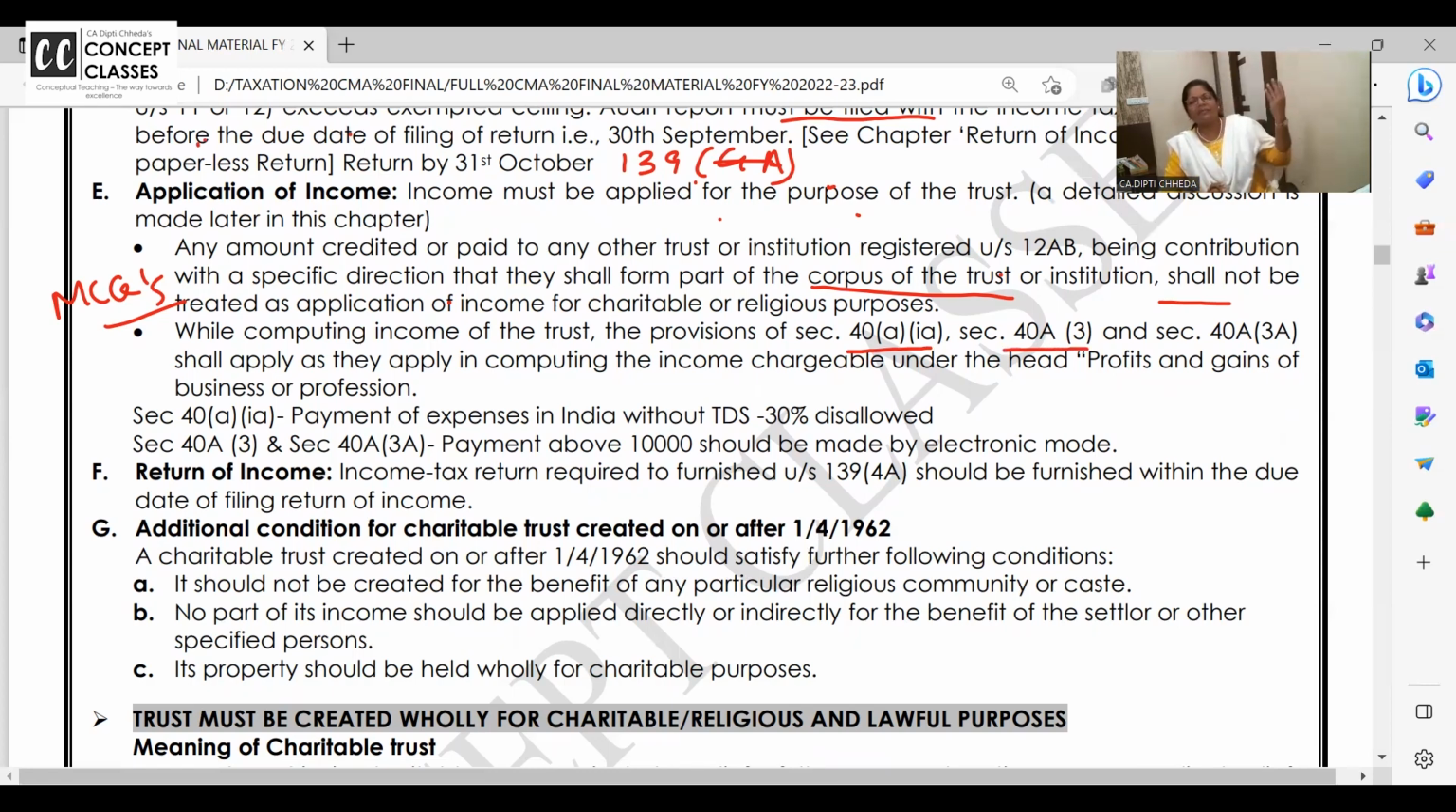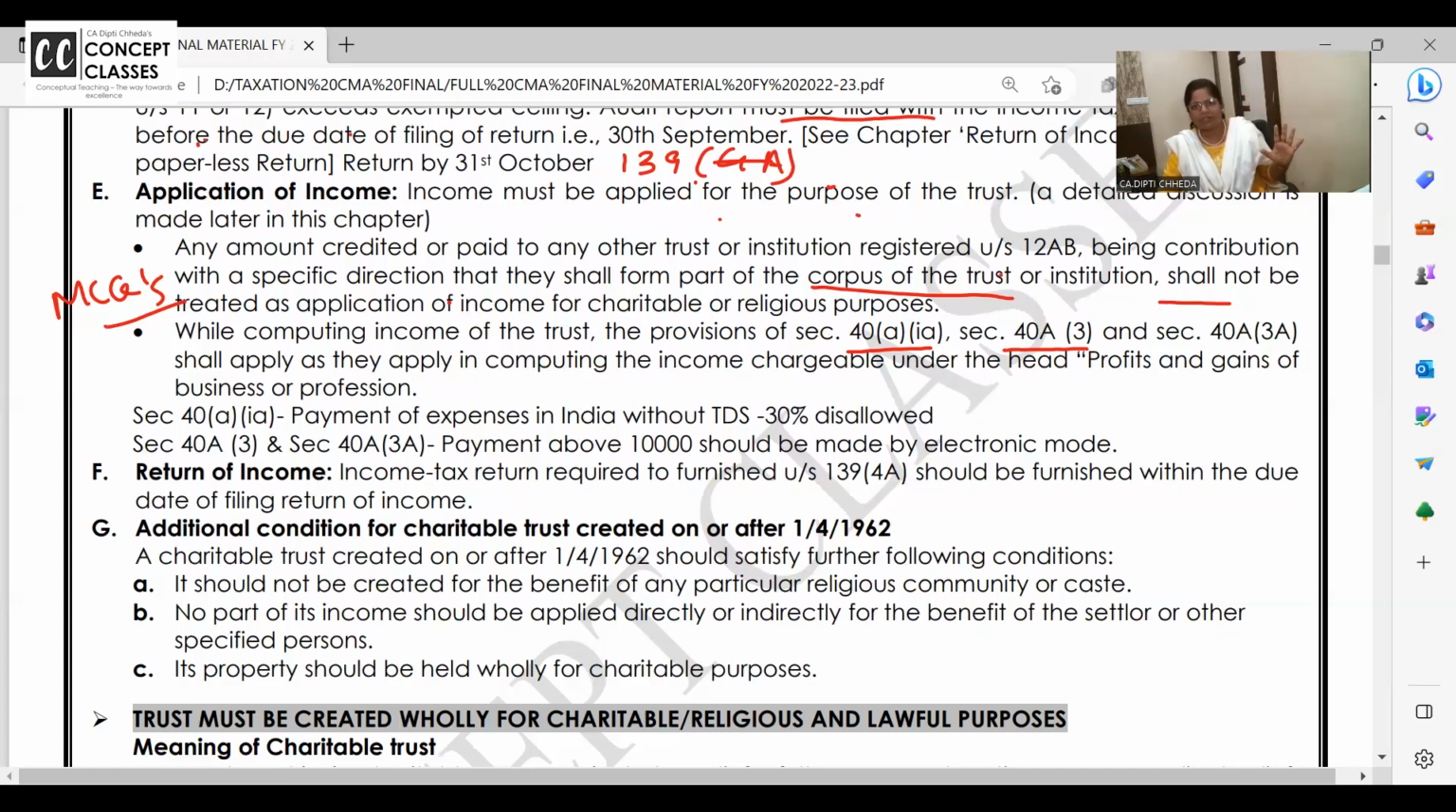Let's go to business head. We are assessing whose income? Trust's income. Under section 40A(ia). 40A(ia) says what? You all remember? It says that if you make payment to someone in India and if TDS is to be deducted, if you don't deduct TDS, 30% of that expense is disallowed.